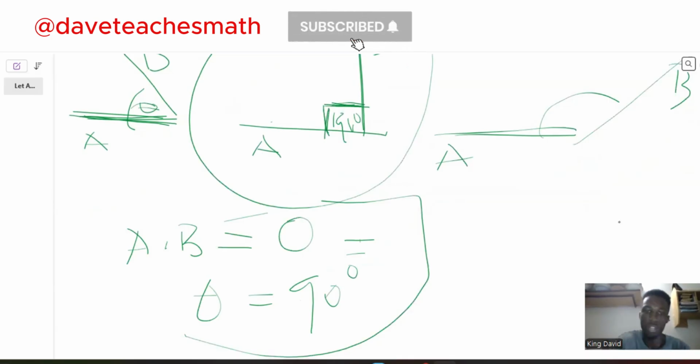Okay, so this is how you calculate the dot product between two vectors. So in the next session, we are going to talk about the cross product.